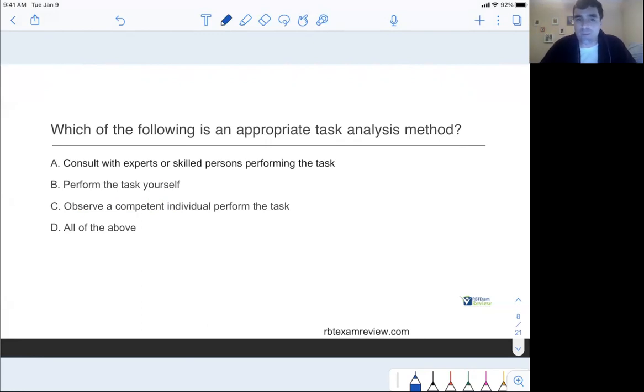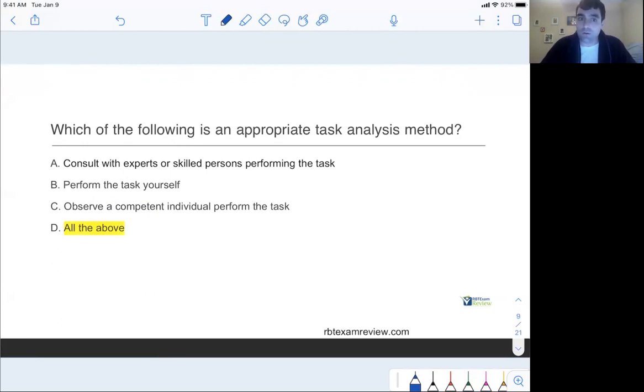C, observe a competent individual perform the task. So you want to teach someone how to shoot a basketball, right? So you watch someone capable of shooting a basketball, okay, record the steps. Now you've analyzed the task. So C looks good too. So therefore, all of those look good. D is our answer. Okay, this is a trickier question, right?